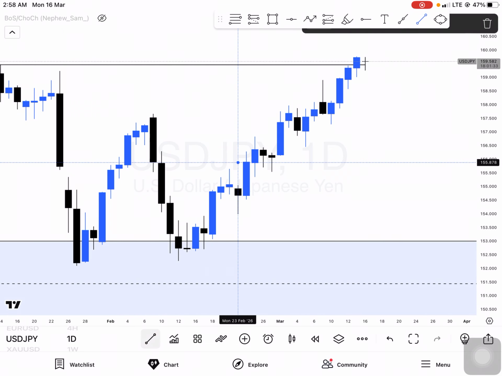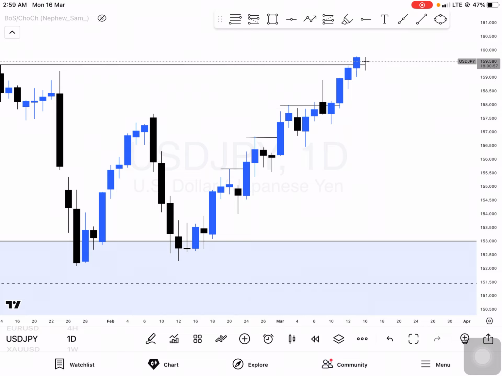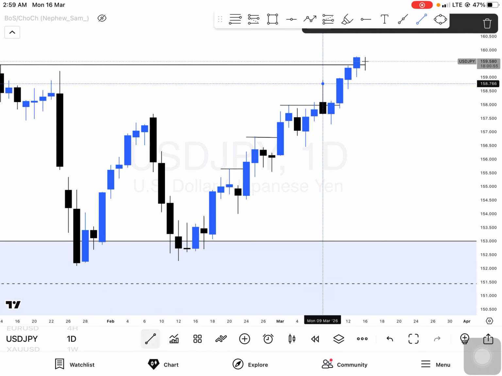before markets closed last week. And oh, there's another one here too, another break of structure to the upside. So these are the current breaks of structure we have to the upside. These are the places we will be looking for opportunities to take our trades for this week.